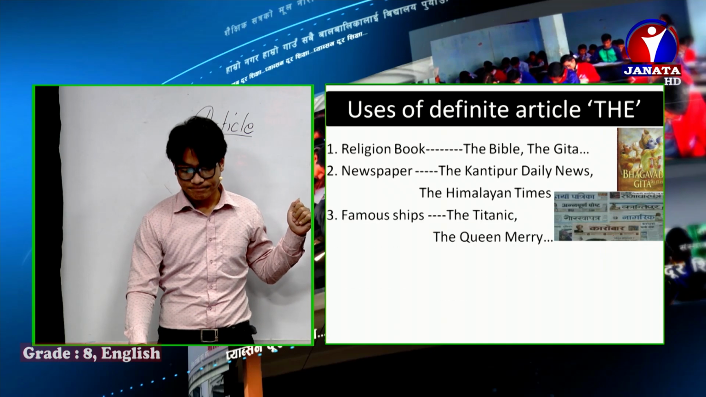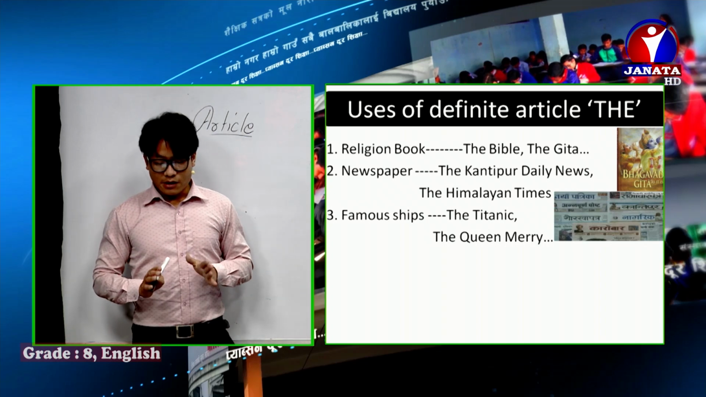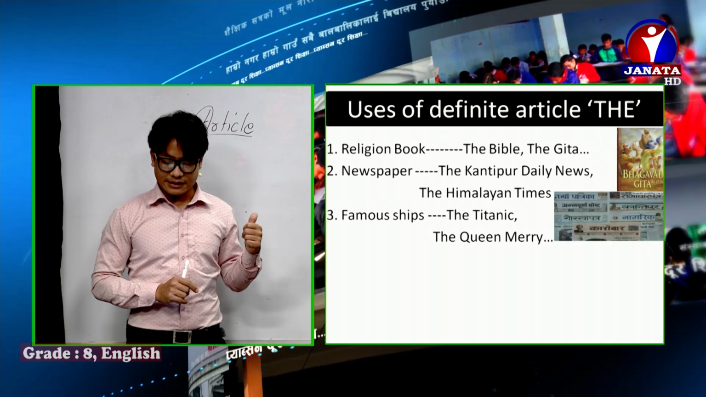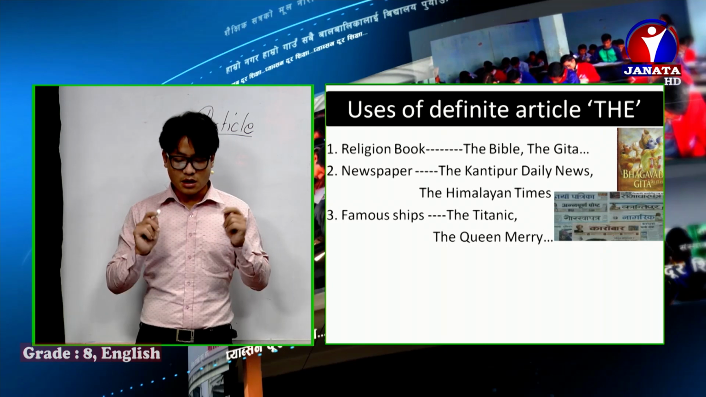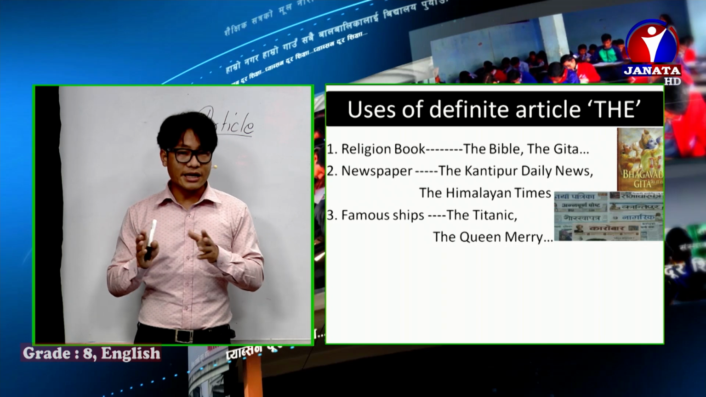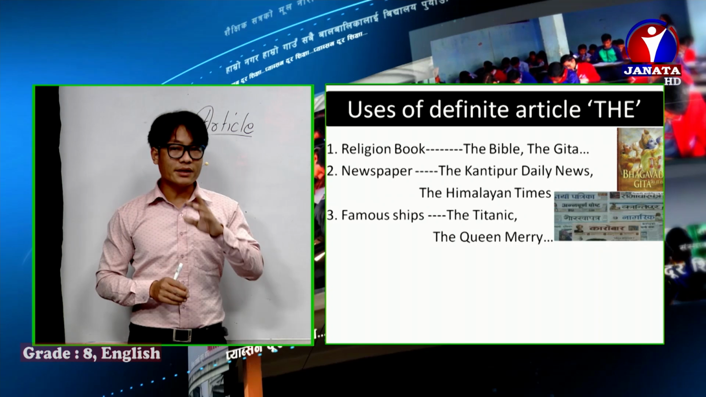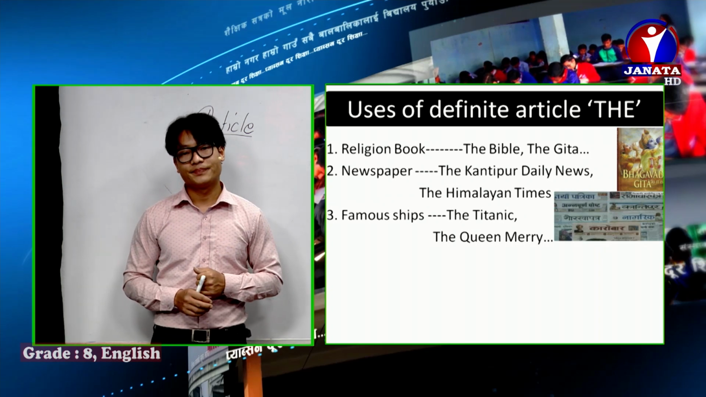Next, famous ship. If there is a name of a famous ship, then we write the article. You can see the Titanic is a famous ship. The Queen Mary, this is the name of a famous ship, one of the famous ships. So when there is a name of a famous ship, then we write the article.